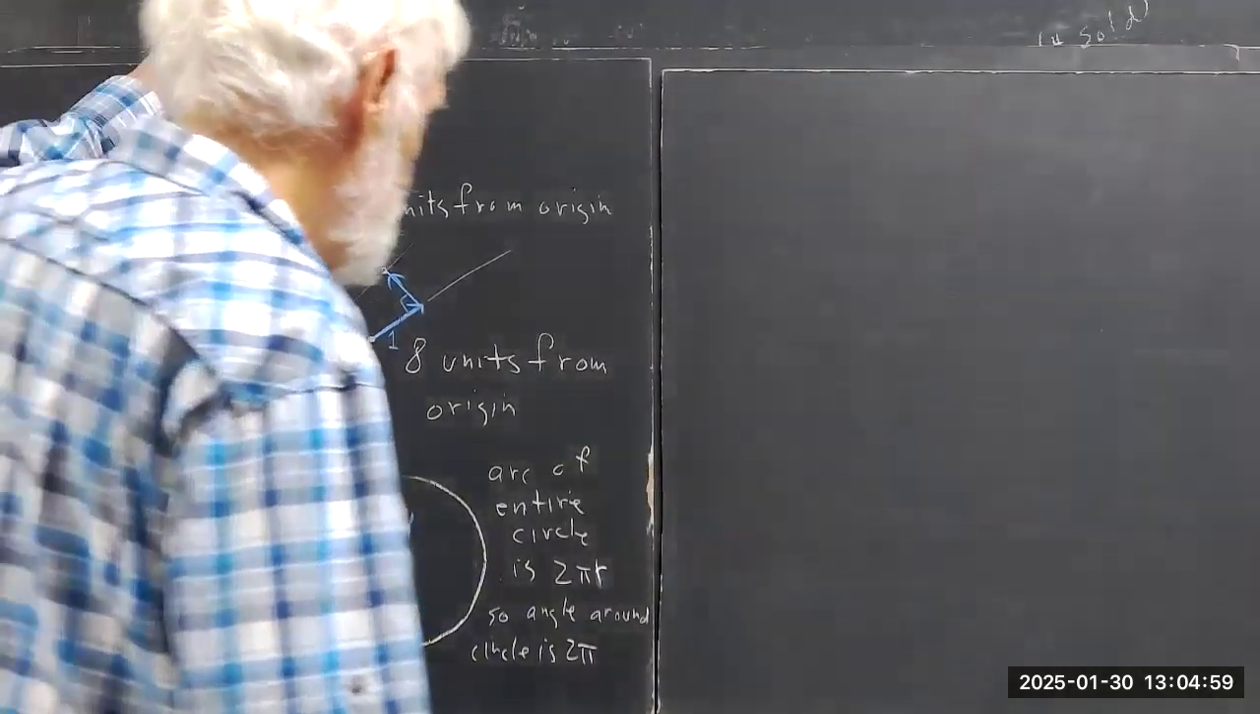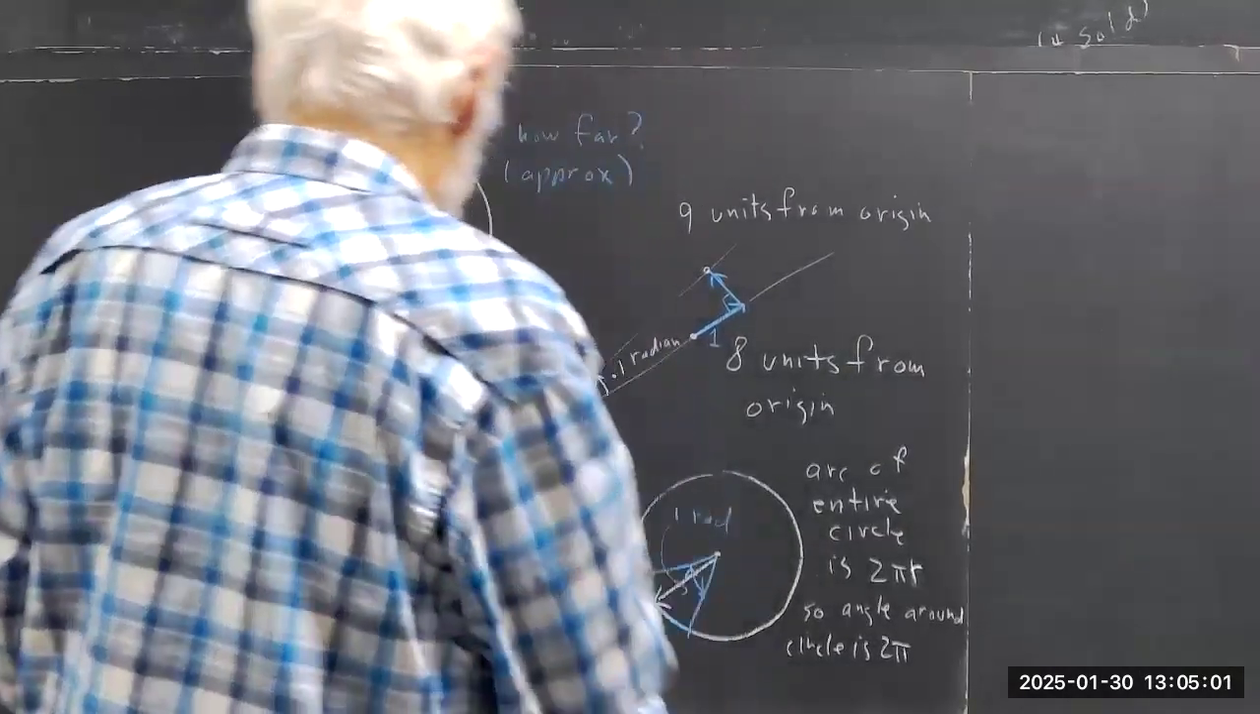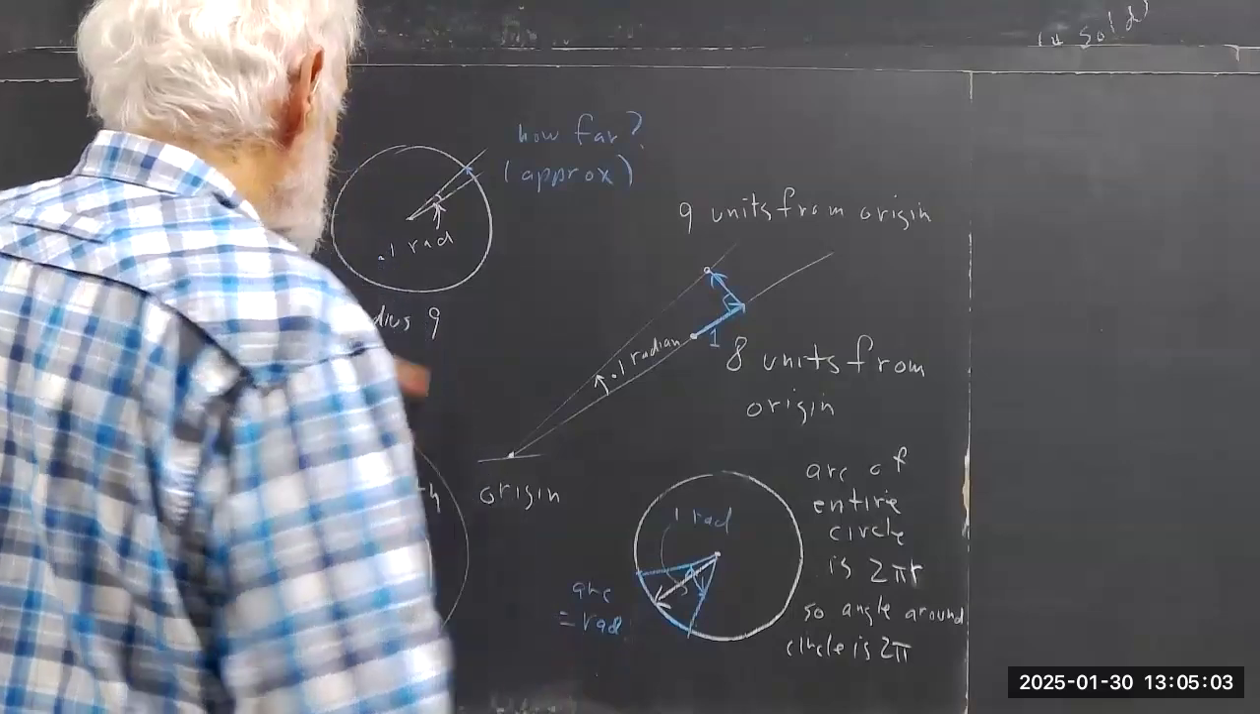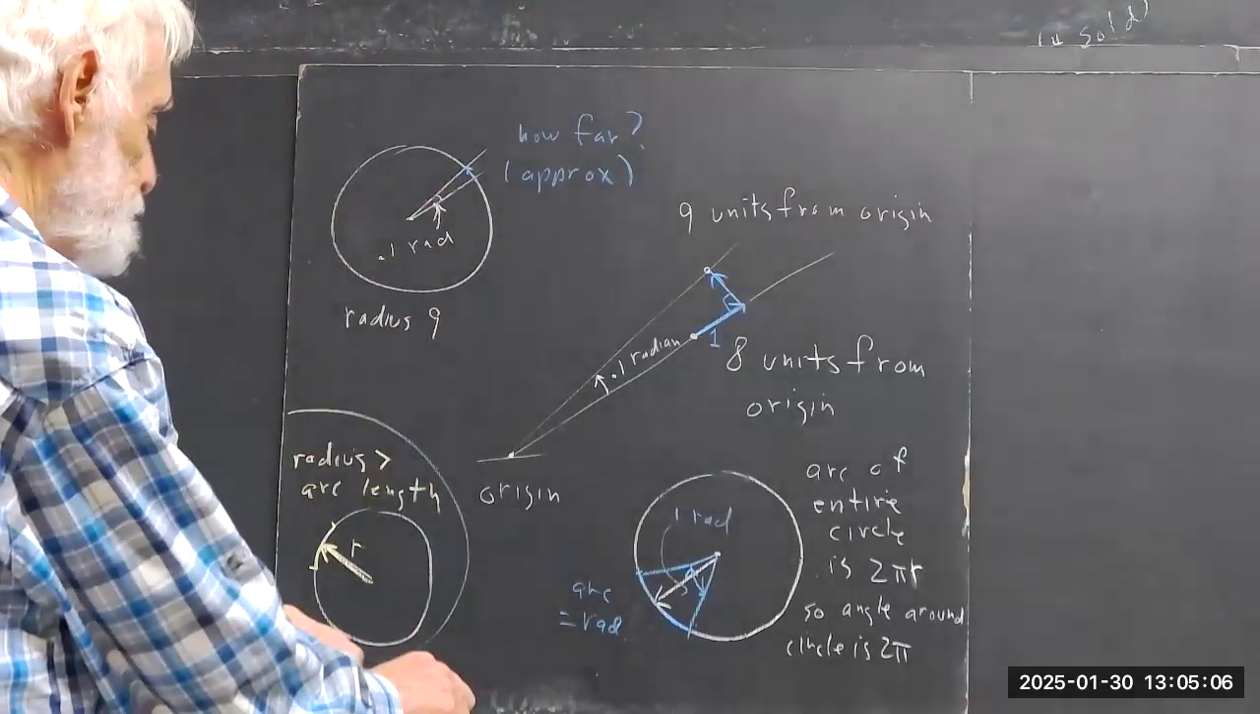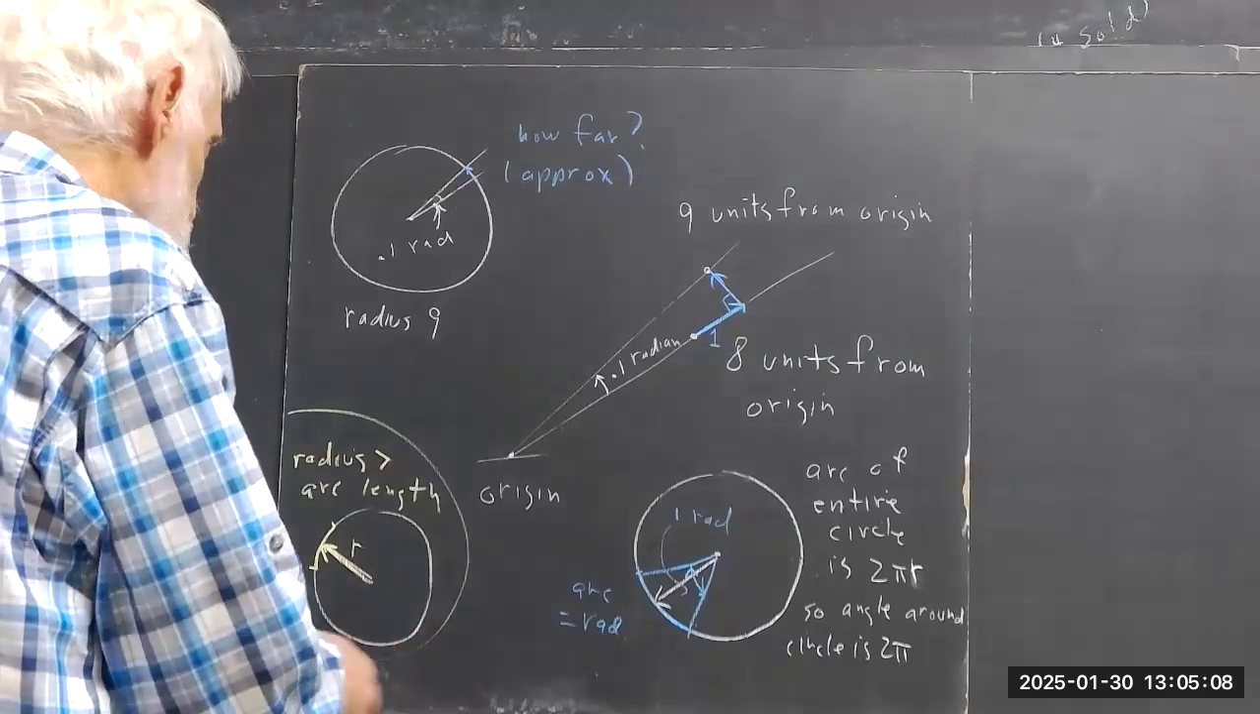There it is. Now, my point is, this is a tenth of a radian. What's the radius of the circle?